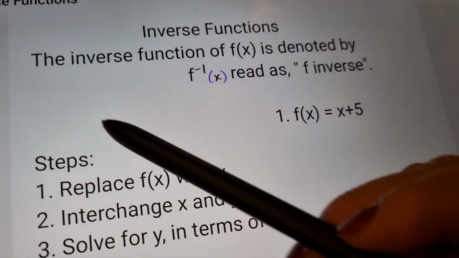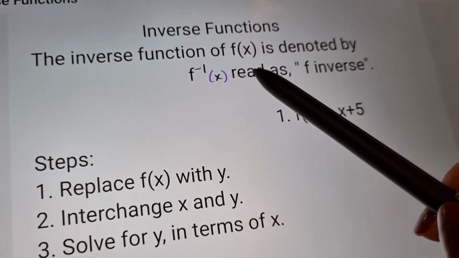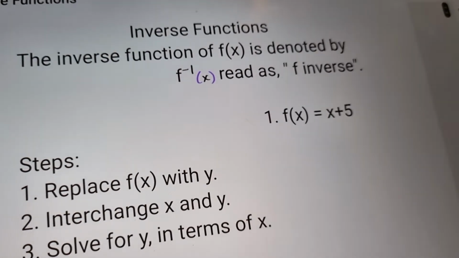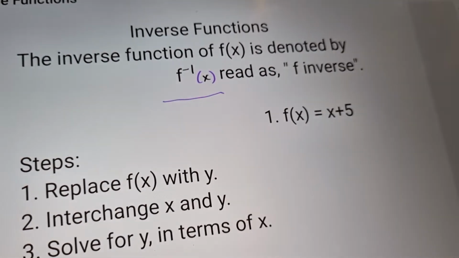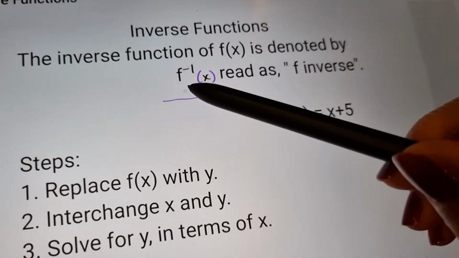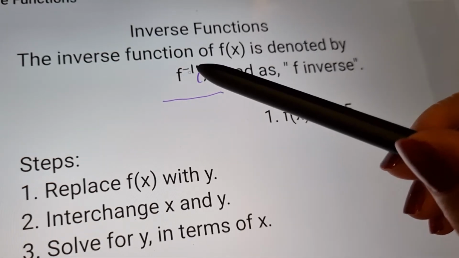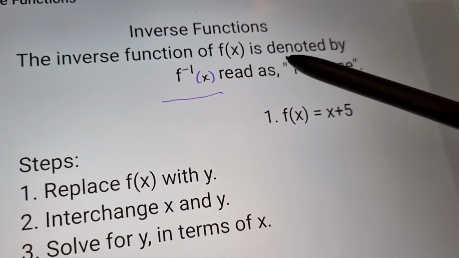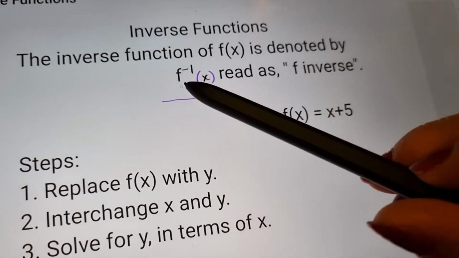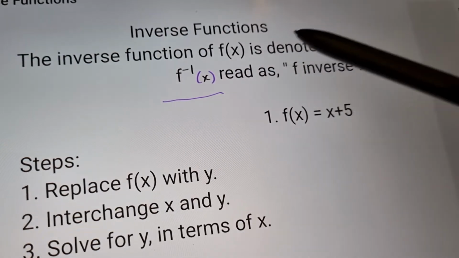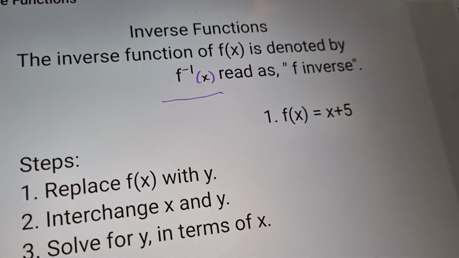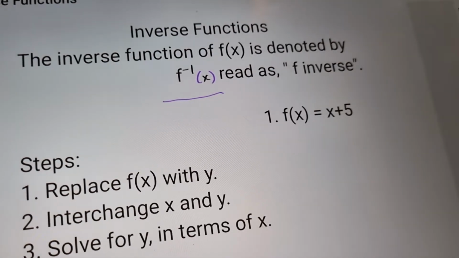Now here, the inverse function of f of x is denoted by this, and that is read as f inverse. So there is this number on the upper right hand that is not the exponent. Okay, take note of that. That is not f raised to negative 1. That is read as f inverse. Now, how are we going to find the inverse of the function?